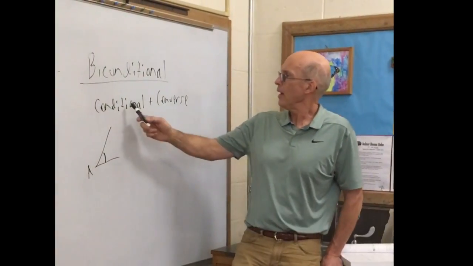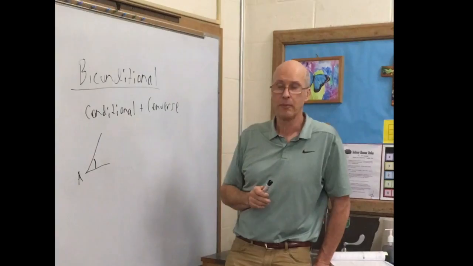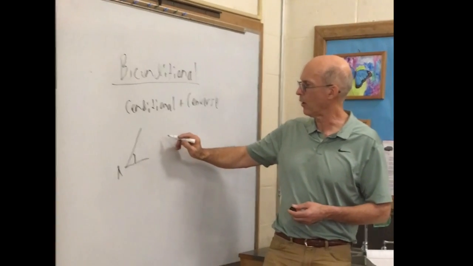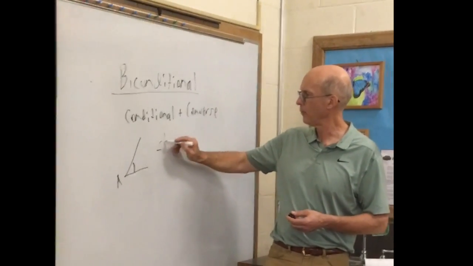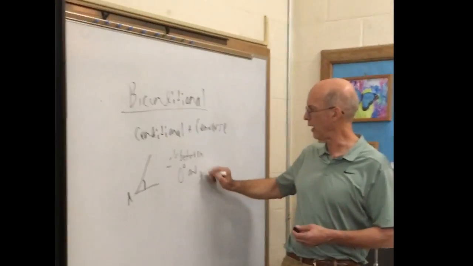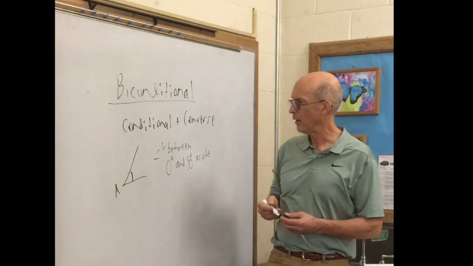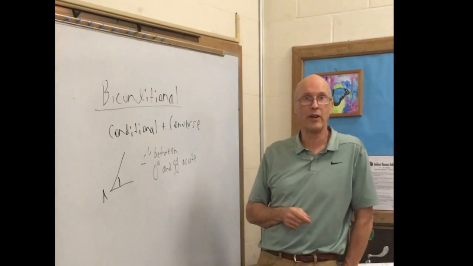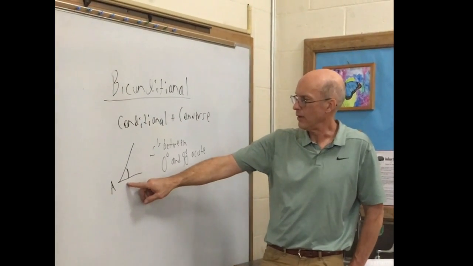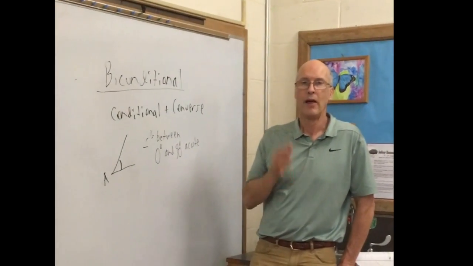Okay. Biconditional statements are just a conditional plus its converse. So if I said that angles between 0 degrees and 90 degrees are acute, and angle A is in between 0 and 90 degrees, then I would put these together and I'd say angle A is acute if and only if it is between 0 and 90 degrees. Okay? I think that's all there is to it.